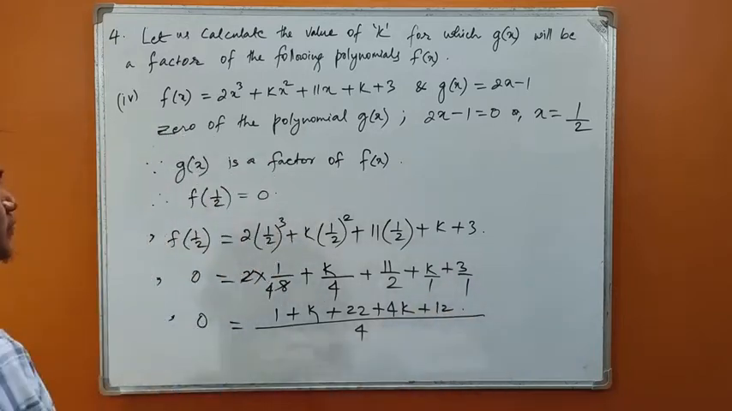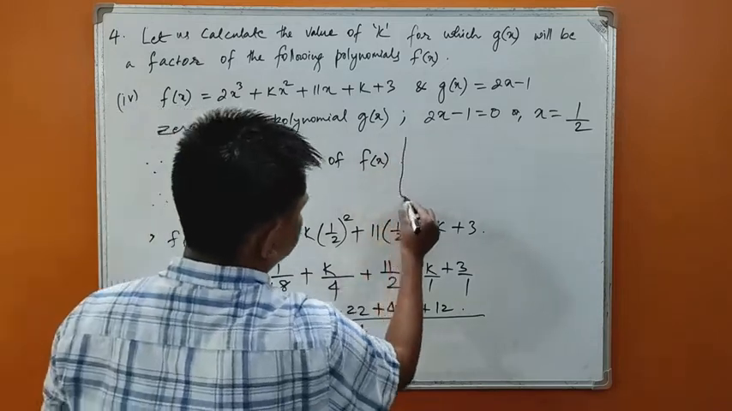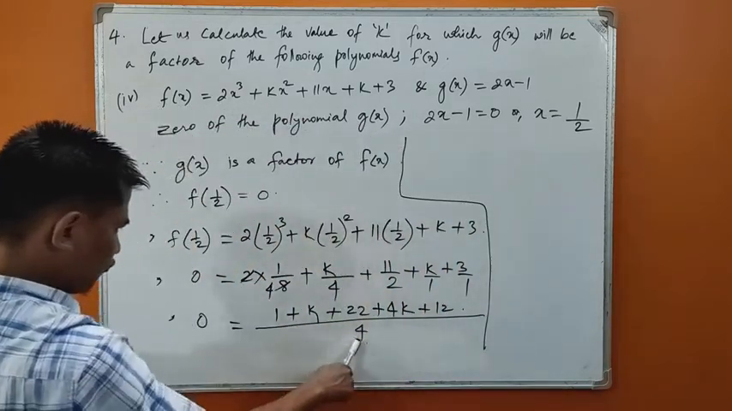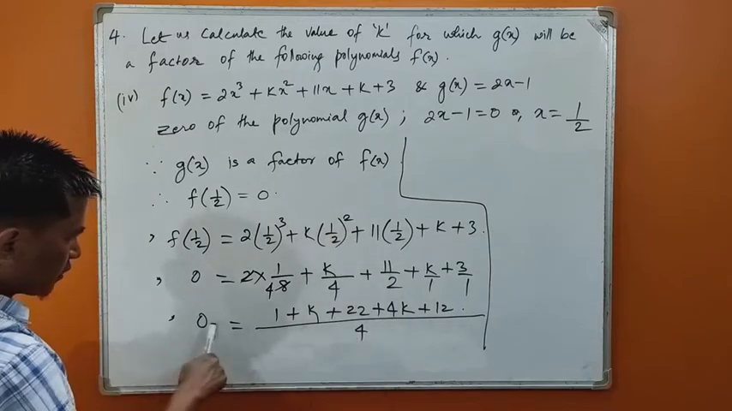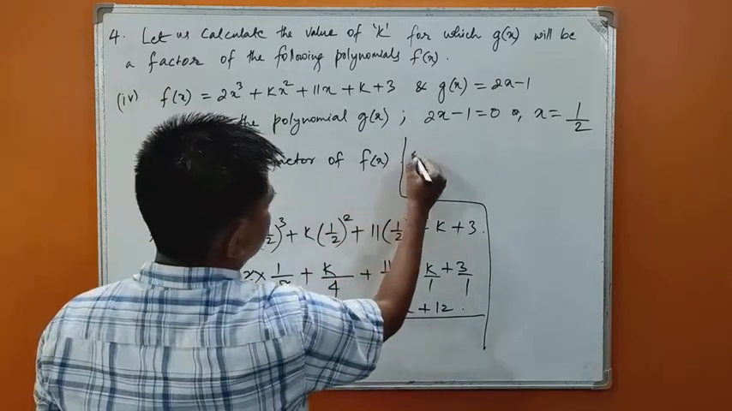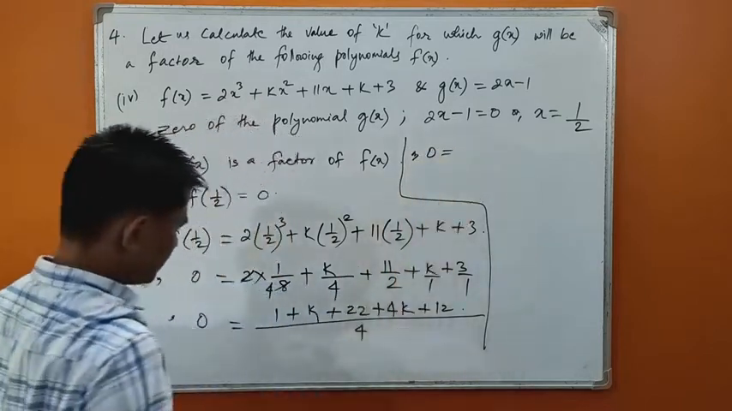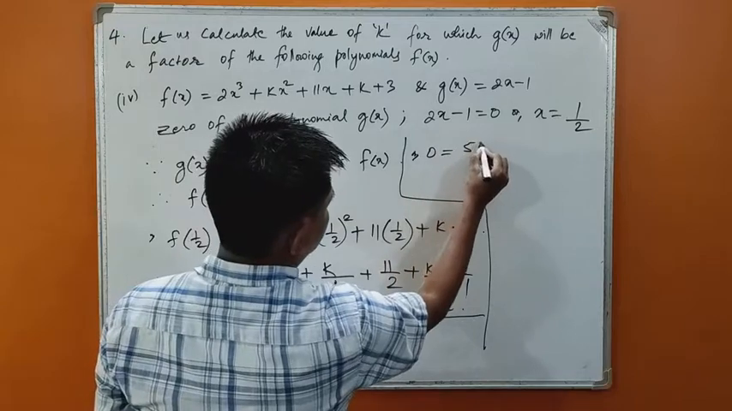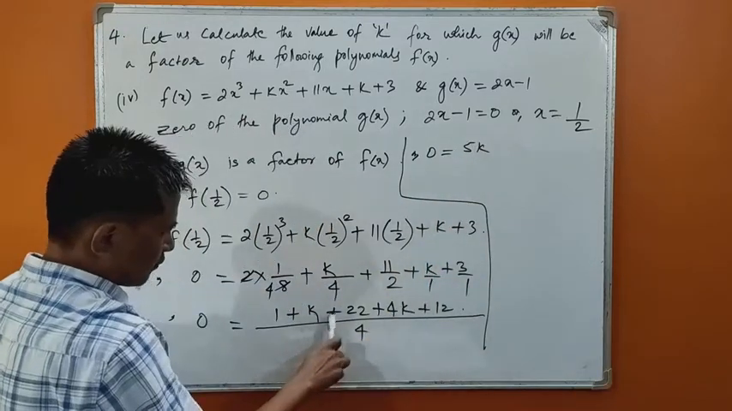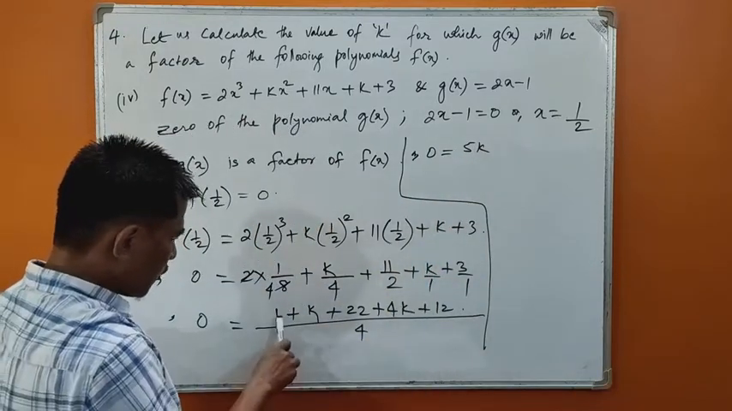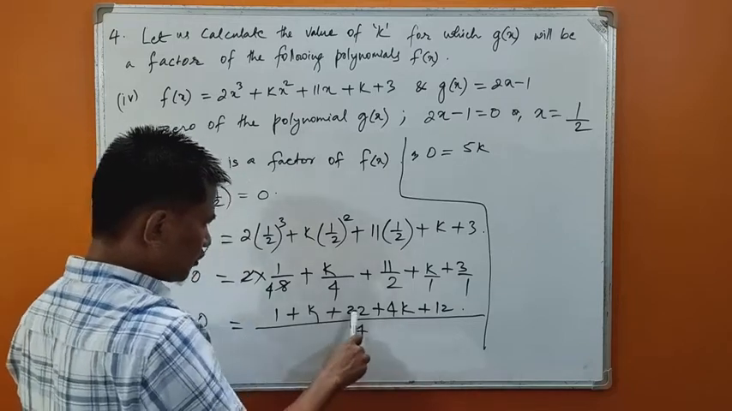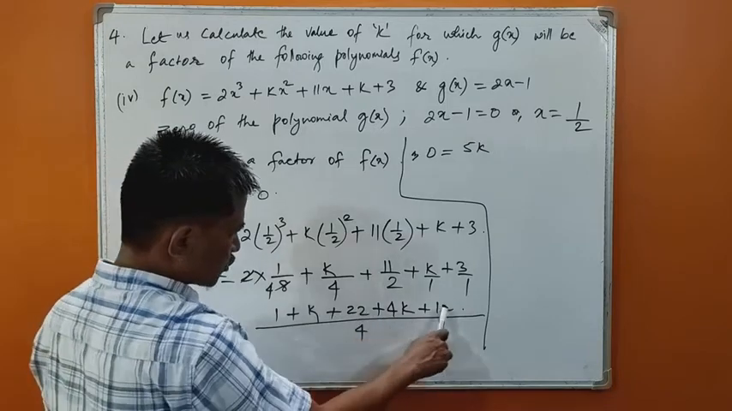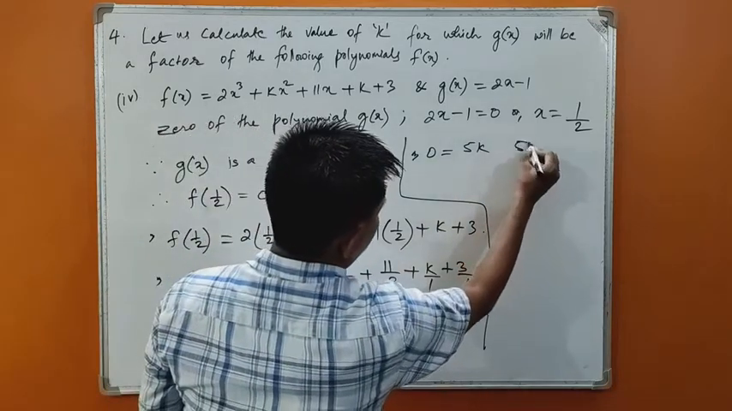I hope you are getting me. Let me do this here. Now we have 4 into 0. We can cross multiply this. 4 into 0 is 0, or 0 equals, in the right hand side, k plus 4k is 5k. k plus 4k is 5k, and we have 1, 22 and 12. All three numbers are positive, so let's add up. 1 plus 2 is 3, 3 plus 2 is 5.